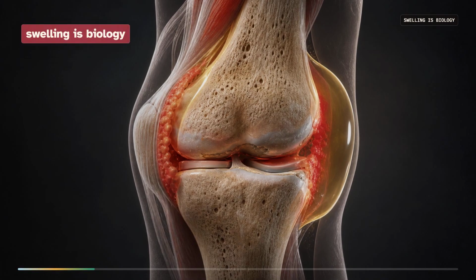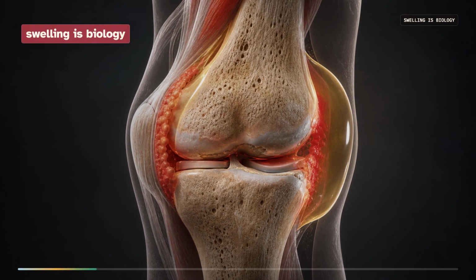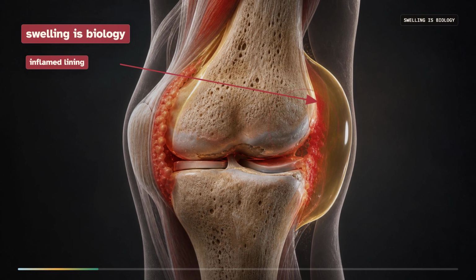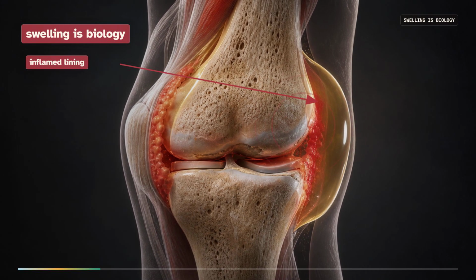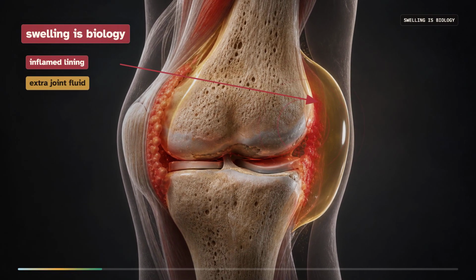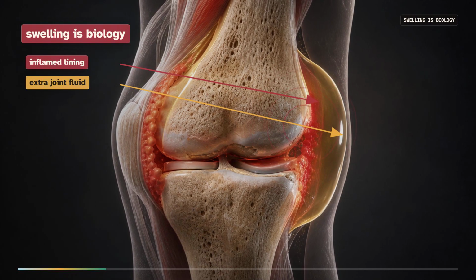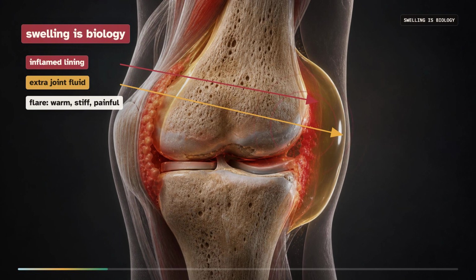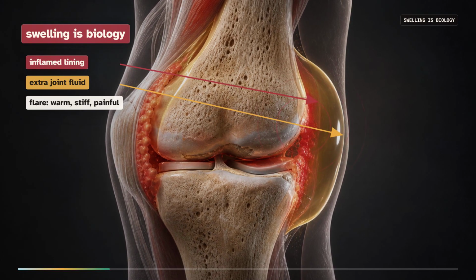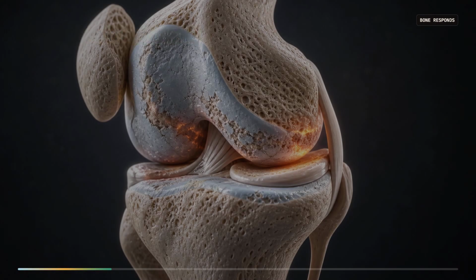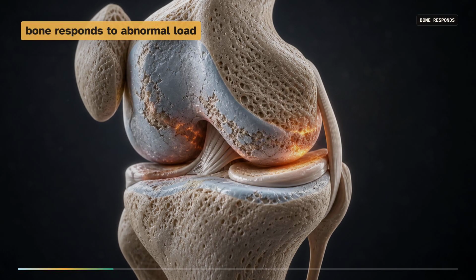This is where the whole joint idea becomes useful. The synovium can become irritated and thickened. The knee can produce extra fluid, causing swelling and tightness. That is why an arthritic knee may feel calm for weeks and then suddenly flare, becoming warm, swollen, stiff, and painful. The bone underneath the cartilage also responds.